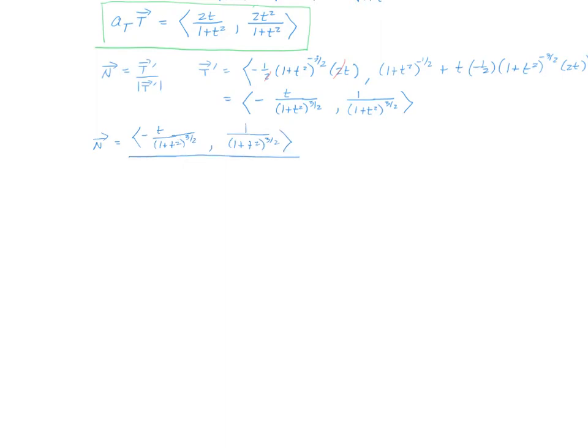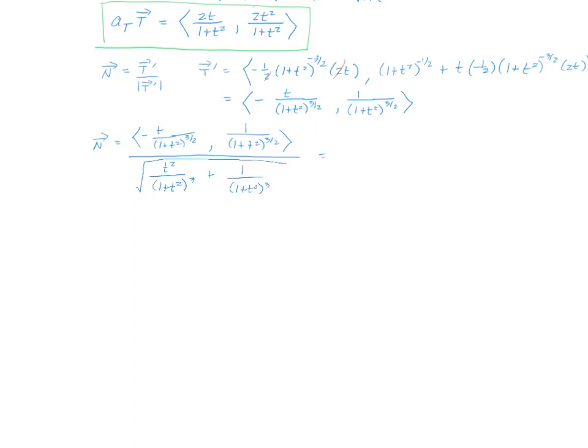All right. The magnitude here would be the square root of t squared over, if I square the denominator, I get 1 plus t squared to the 3rd power, and this will all be under a square root. 1 over 1 plus t squared to the third power, all under this square root.